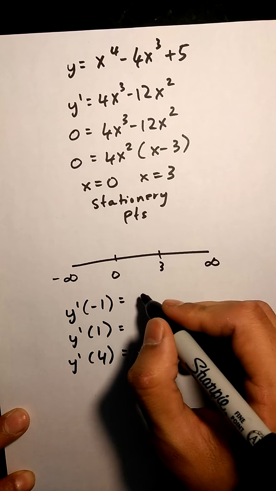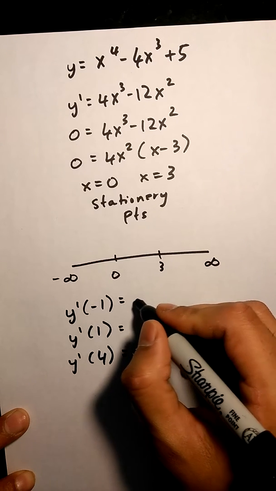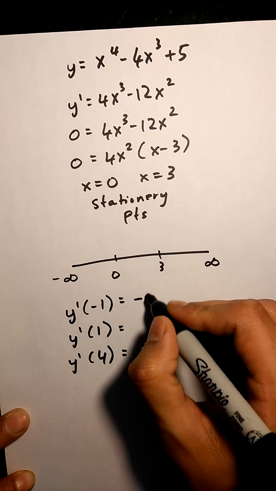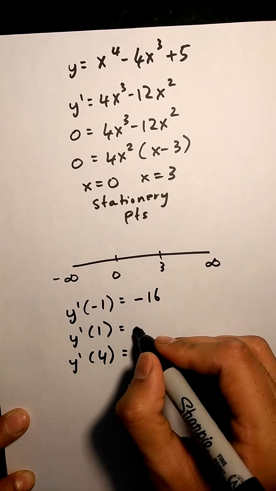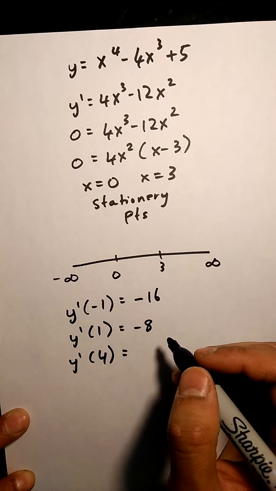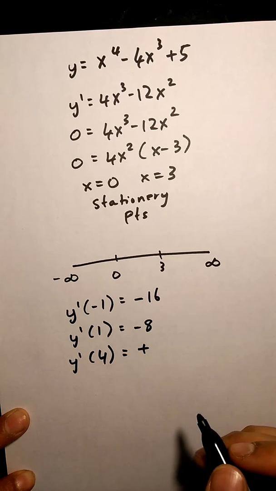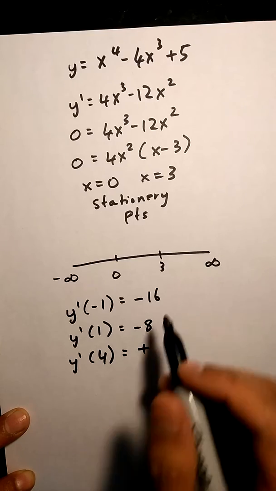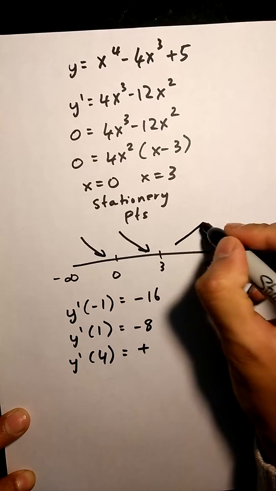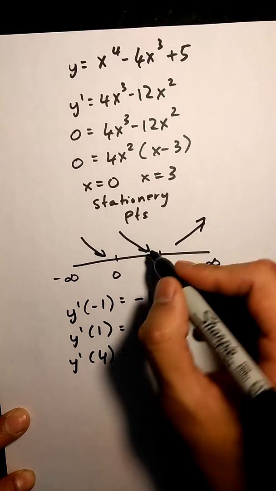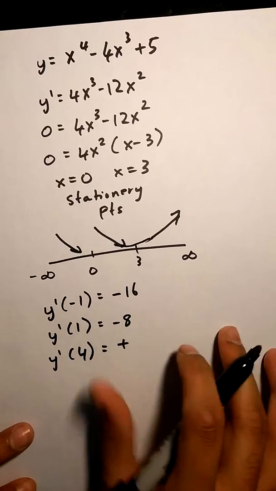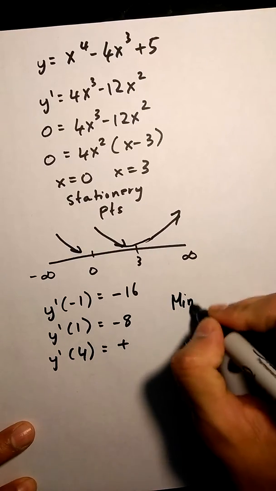So in this case, we're gonna get negative and some positive number here. So you know that this is decreasing, decreasing, increasing. You know we have a minimum at x equals 3. So we can do that calculation now if we want.